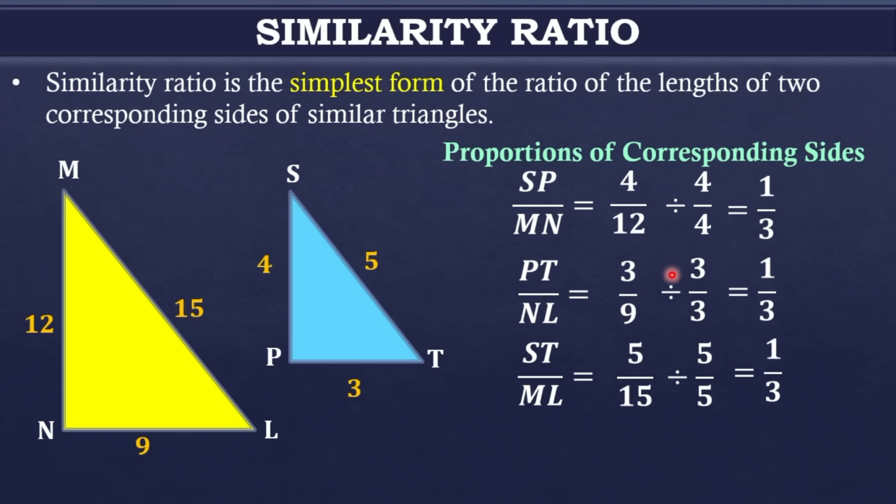So, as you can see, pare-pareho po sila ng similarity ratio ng simplest form. So, ibig sabihin, kung ang similarity ratio nila ay pare-parehong 1/3, ibig sabihin, the two triangles are similar. Okay? So, ibig sabihin, the two triangles are similar because the corresponding sides of the similar triangles are proportional. So, paano malalaman na proportional? Pag pareho po sila ng similarity ratio.